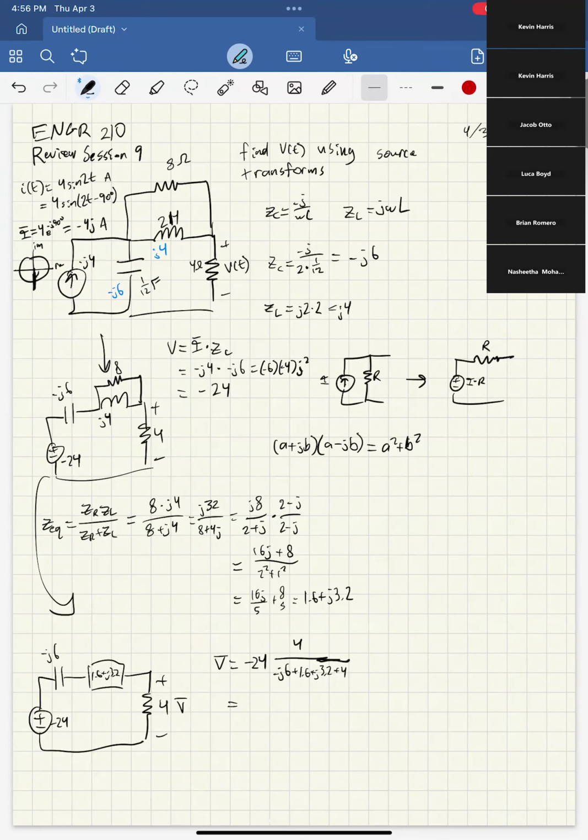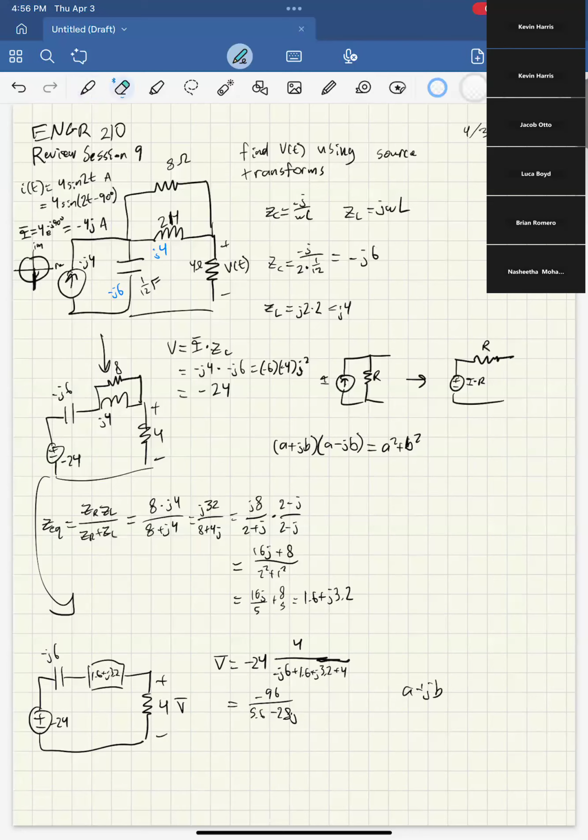So 4 times 24, I'll do that with a calculator because I'm lazy. 96, so we get negative 96 over 3.2 minus 6 is the thing. Whatever, it's 5.6 minus 2.8J, I believe. Then we have this. You can either multiply by the conjugate, do all that, and get an A plus JB form.